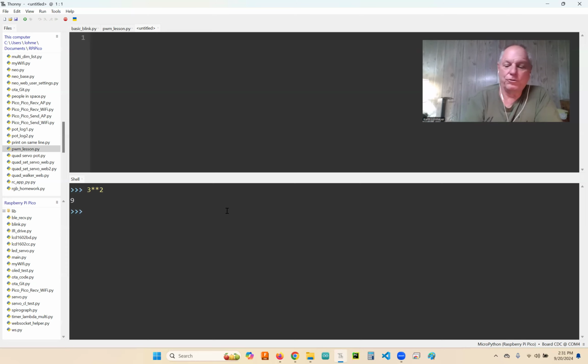And of course, you could do 3 to the power of 3. That's 9 times 9 times 9, and you get 27. So you can do the power of where you're doing a square or a cube or whatever number you want.